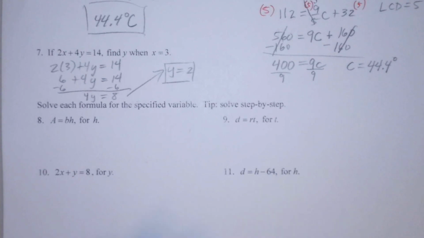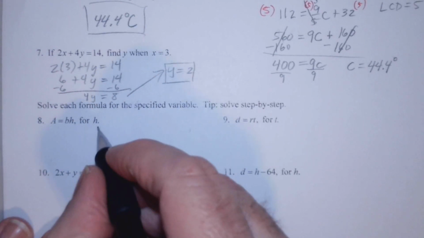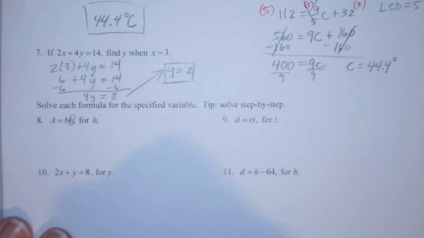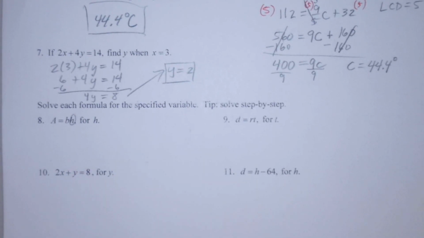All right, so here it says solve each formula for the specified variable. And sometimes students try to do these in one step. These first ones aren't too bad, but it's best to take it step by step. So in this problem, we're solving for h. So we want to get h by itself. And so we're going to use our equation solving skills here, just like we were doing up above. It's just now everything's letters, or there's a lot more letters.